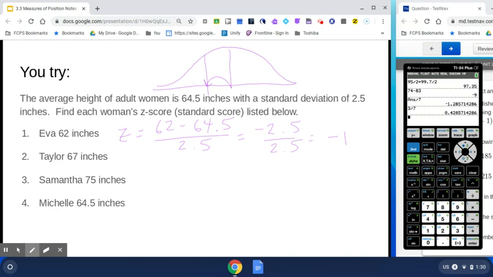Taylor, if we find her z-score, her data value is 67 minus 64.5, which is the mean, and divided by the standard deviation of 2.5. We get positive 2.5 divided by 2.5. She is at a z-score of 1, so she is 1 standard deviation above the mean. Okay, pause the video here, see if you can find Samantha and Michelle's z-scores.